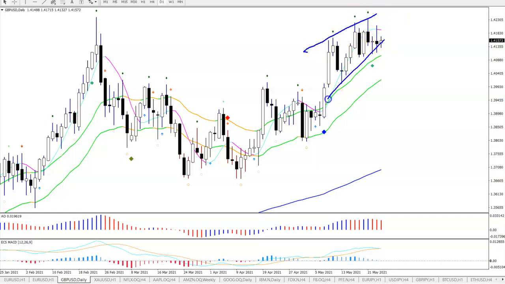We have the rising wedge. We have the head and shoulders pattern. I think they're pretty good signals here. We have an ABC correction completed.